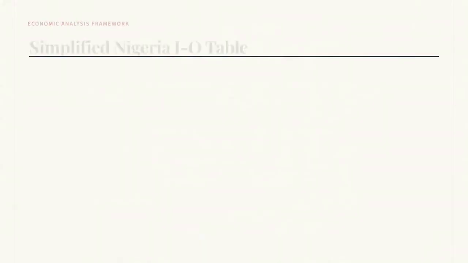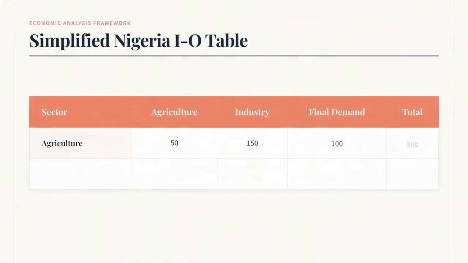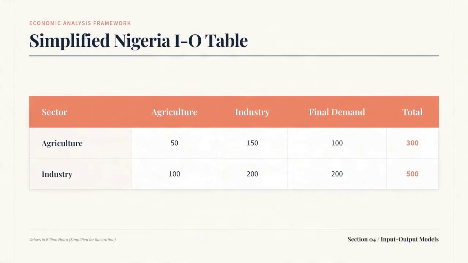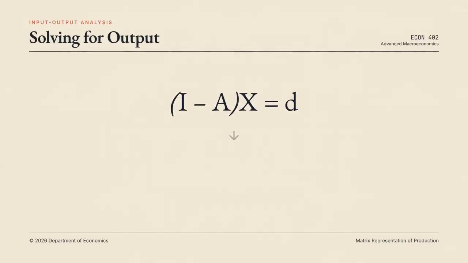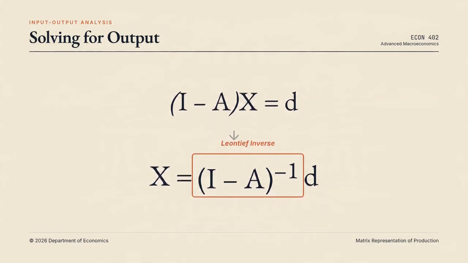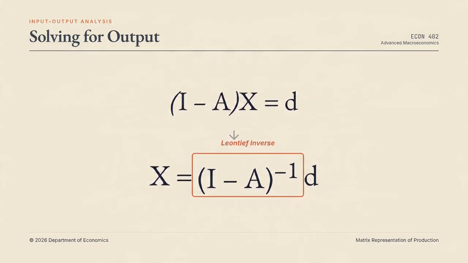Looking at this simplified table, we can see how agriculture and industry provide inputs to each other. To produce 1 unit of industry output, we require specific inputs from agriculture. To find the required output, we use the Leontief inverse. In a two-sector economy, if final demand is set, this math tells us exactly how many units each sector must produce to balance the system.